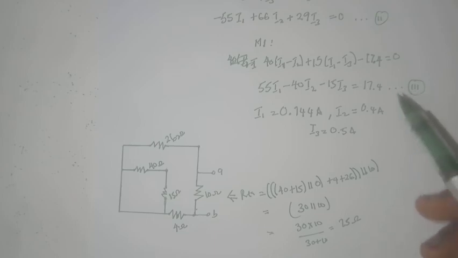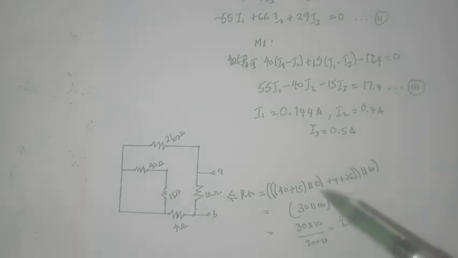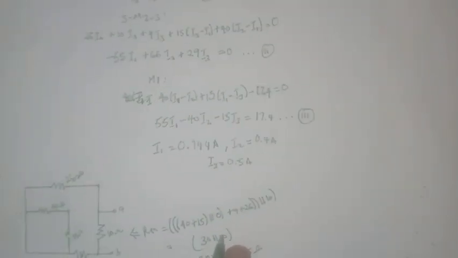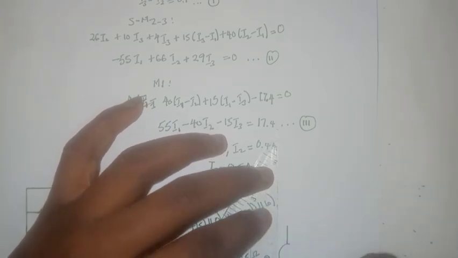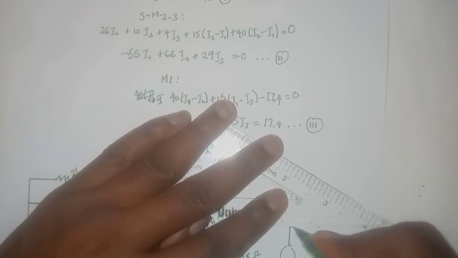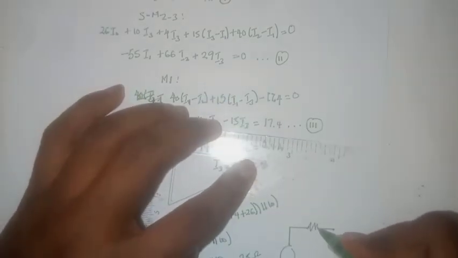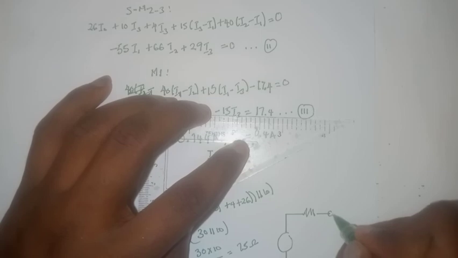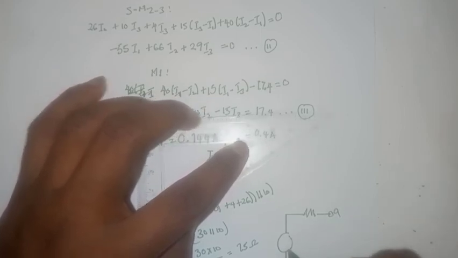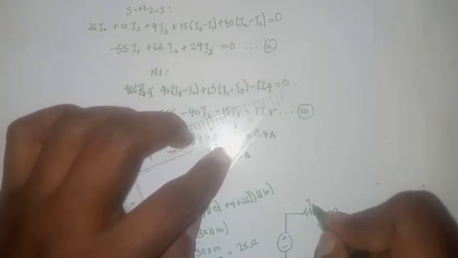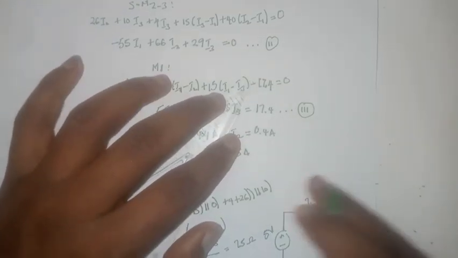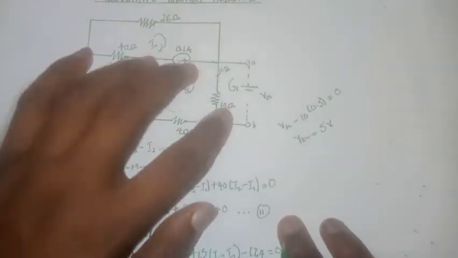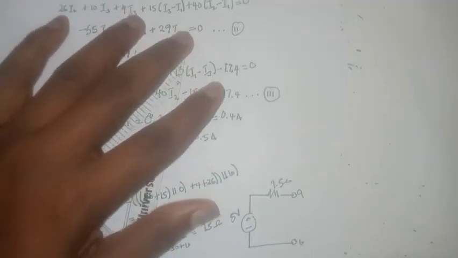Now we know that our VTH is 5 volts and our RTH is 7.5 ohms. We can draw our Thevenin equivalent, which would look something like this. Between A and B, we have the voltage source with plus and minus, 5 volts here, and 7.5 ohms here. This is the Thevenin equivalent of this circuit when seen through the terminals A and B.